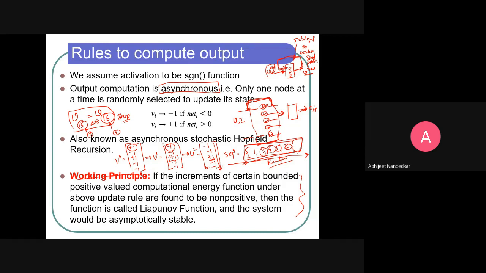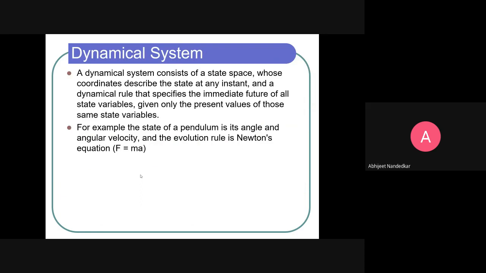So this is also known as asynchronous stochastic Hopfield recursion. Now to understand how it works, we need to brush up our fundamentals about dynamical systems and their stability. We will not go into details, but we will see how it is used in this network.